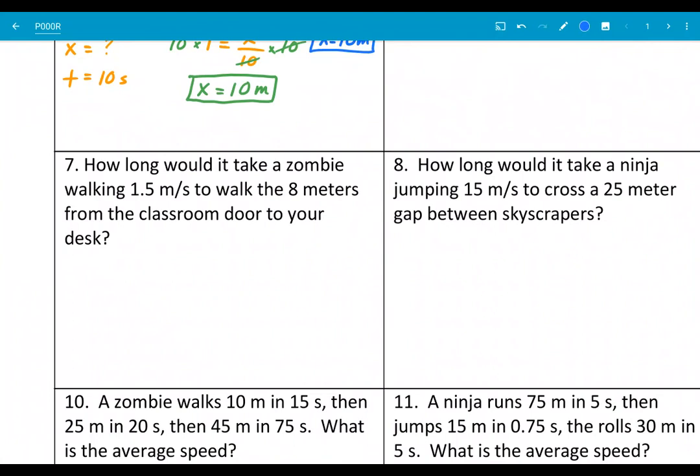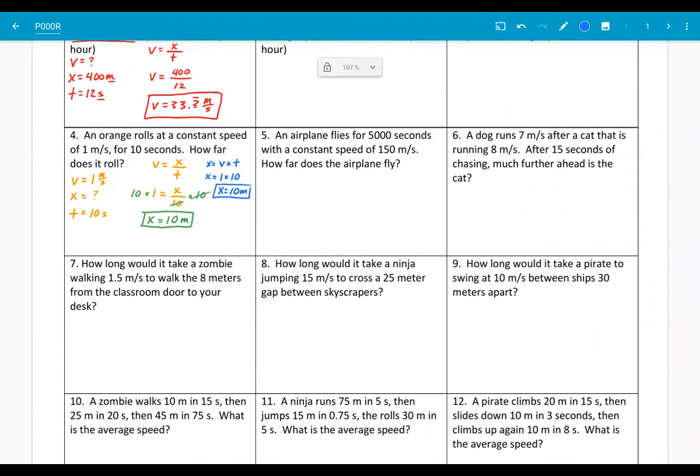Let's see here. Again, all of the questions in that row, 4, 5, and 6, you're going to be using the formula the same way, solving for distance. Okay. In question number 7, it's a little bit different. It's going to say how long would it take.